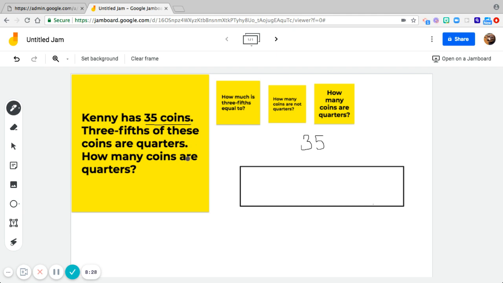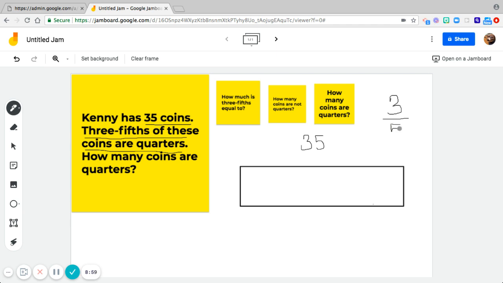Now, in our next sentence, it says 3/5 of these coins are quarters. So 3/5 of this whole amount, this whole tape diagram of 35, is going to be equal to the amount of quarters that are within this total amount of coins. So I'm just going to write 3/5 here really quick.